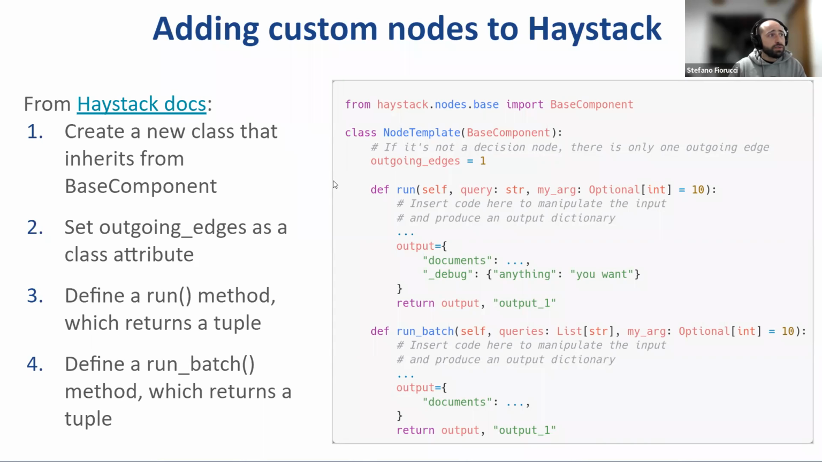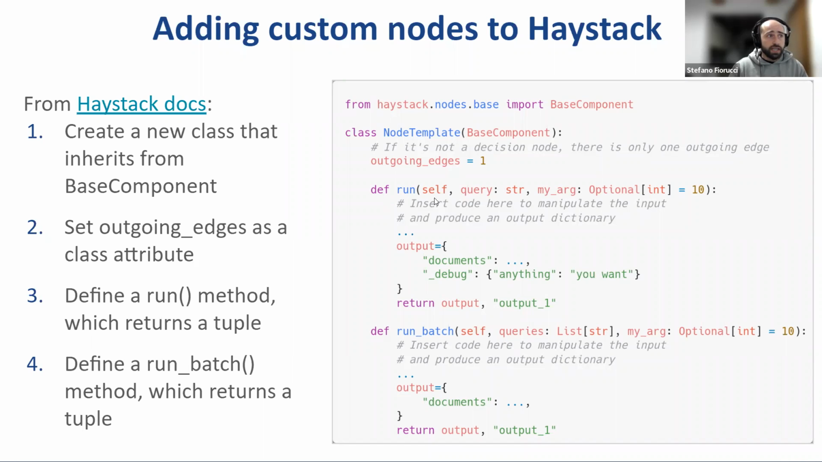We start with creating a new class that inherits from base component. Then we have to set outgoing edges as a class attribute. Most nodes have one outgoing edge, while decision nodes have more than one outgoing edge. And in those cases, you have to define an internal method called calculate outgoing edges. Then you have to define a run method that is executed when the pipeline calls your node.